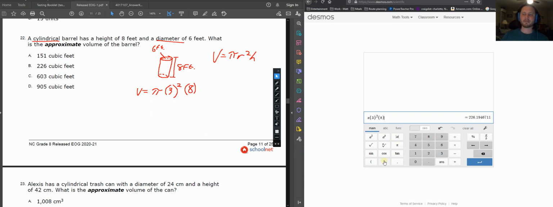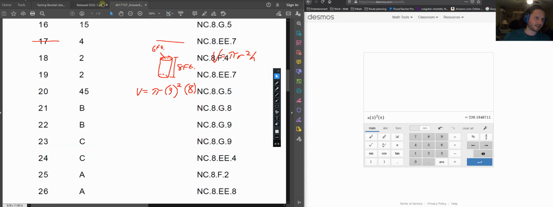So the answer I get by punching all that in is about 226, and it does appear as though they want you to use the symbol pi in the calculator. So think back to when we would do all those practice problems on Delta Math, where they wanted you to use that one specific calculator. This is that same situation. They want us to use this calculator when they are telling us to do something with pi. So number 22, I got the answer to be B. Let's verify that that is correct. It is.